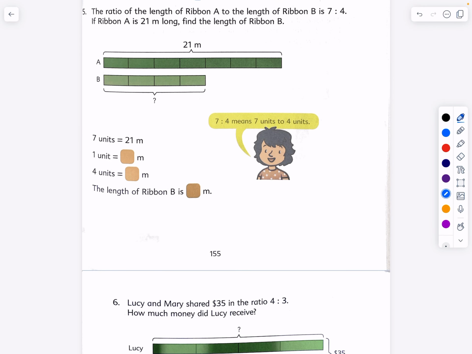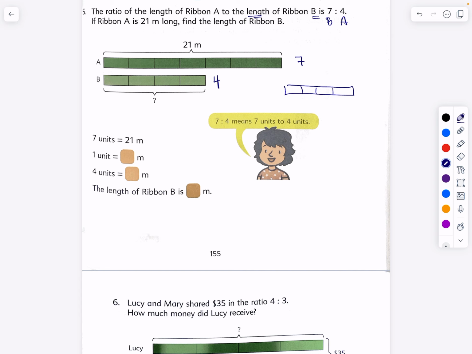Next, we're comparing ribbons. We have ribbon A and its length, and we have ribbon B. And of course, as it's shown, the ribbons are not equal. We know that it is given that the length of ribbon A to ribbon B is 7 to 4. My friends, Singapore bar models to the rescue. I like to label my bar models. Bar models are those rectangles that are split into equal parts, into equal units. So we have for ribbon A, we allocated 7 units, and for ribbon B, we allocated 4 units. Why? It is given by the problem.